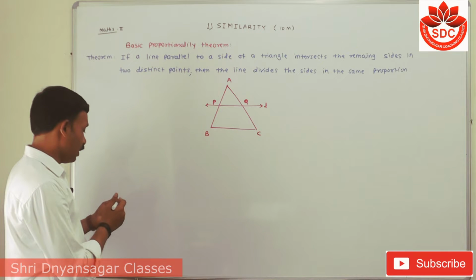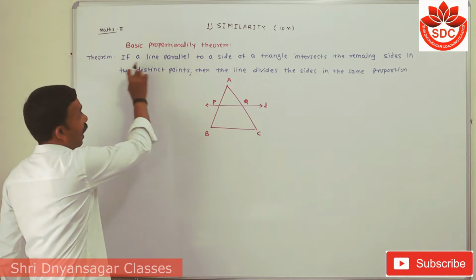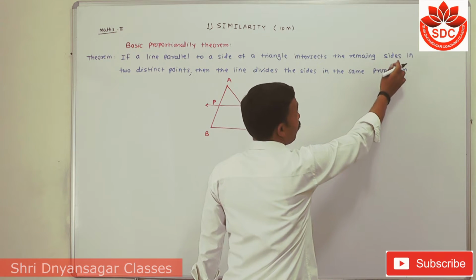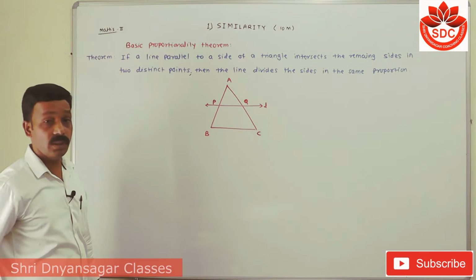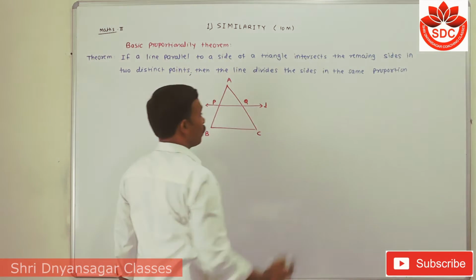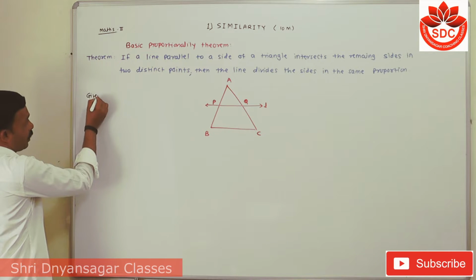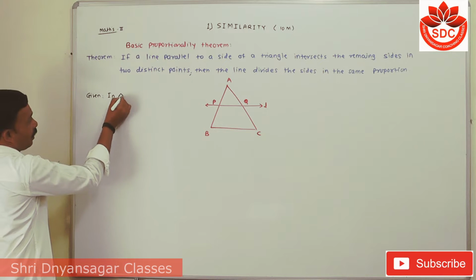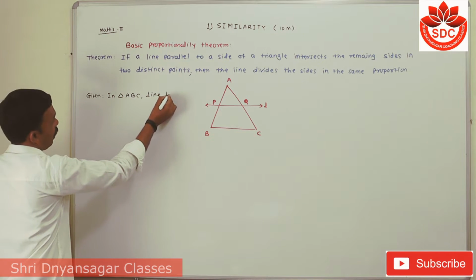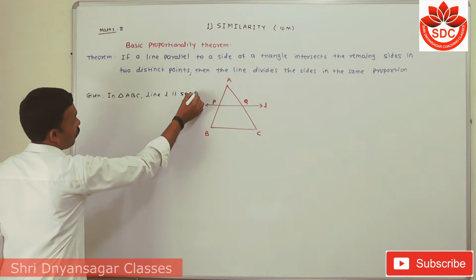Now by using this, we take its given. The given is that if a line parallel to a side of the triangle intersects the remaining sides in two distinct points. Up to this is the first sentence, which is the given, and the next sentence is to prove. So I have to write the given here. Given: in triangle ABC, line L is parallel with side BC.